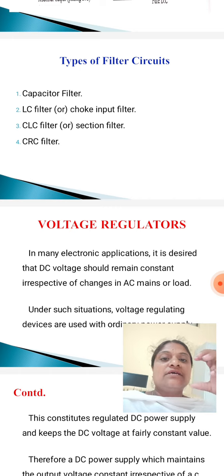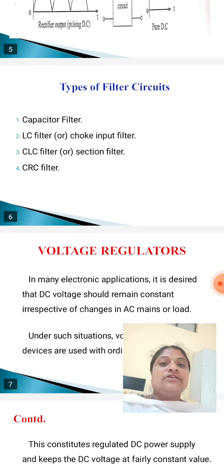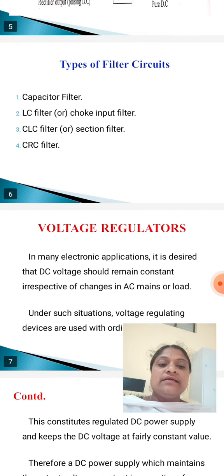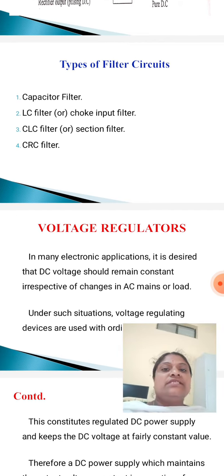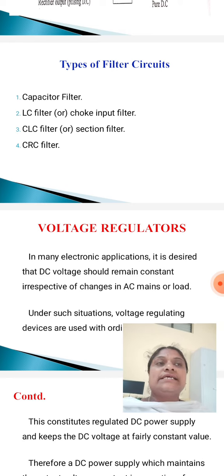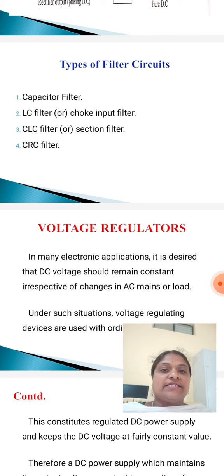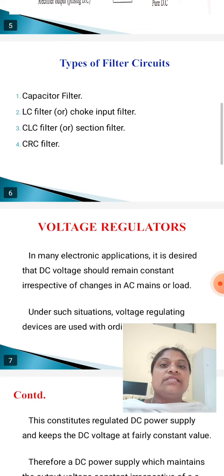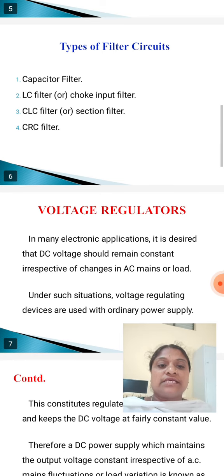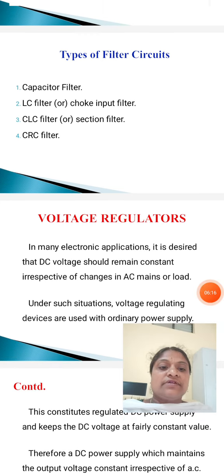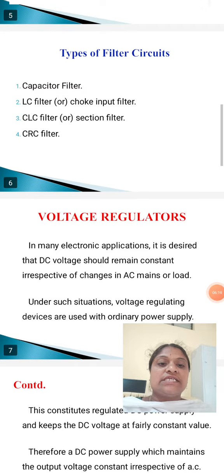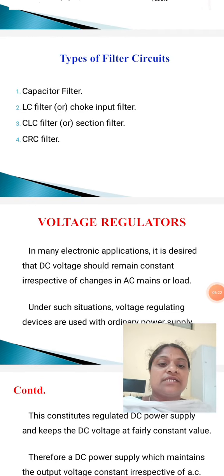These types of filters are used in different cases. Okay, so mainly these are the four types: capacitor filter, LC filter. The LC filter is nothing but the inductor capacitor filter. The CLC filter is the capacitor inductor capacitor filter. The CRC filter is the capacitor resistor capacitor filter. Okay, these are the different types of filter circuits. Need of filter circuit and types of filter circuit is completed.